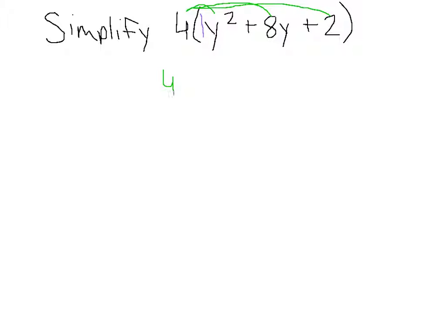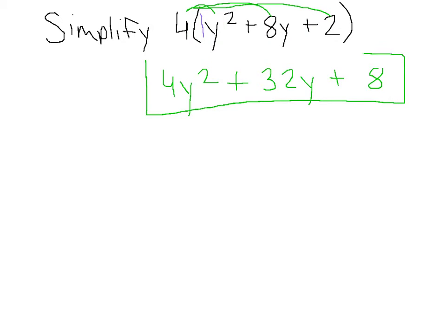So that gives me 4y squared. Plus, we have plus because this sign doesn't change. 4 times 8y, just do 4 times 8 and add the y at the end. 4 times 8 is 32y. There's a plus sign because, again, there's a plus sign here that goes with the 2. 4 times 2 gives me 8. So this gives me our final answer once we apply the distribution property.